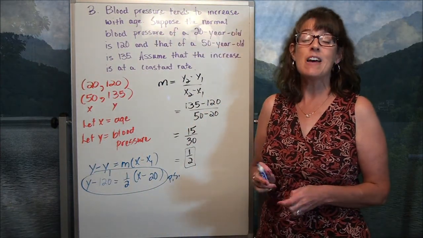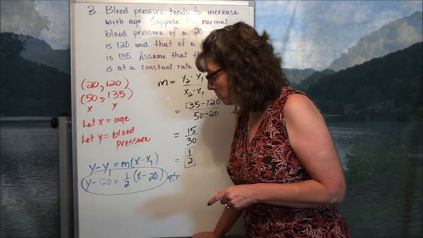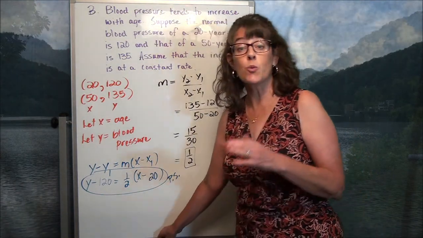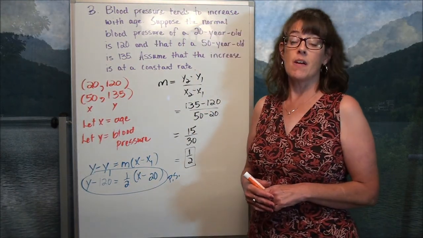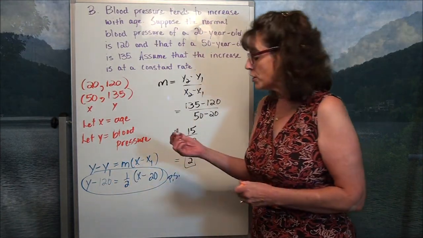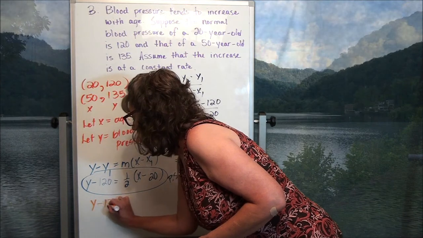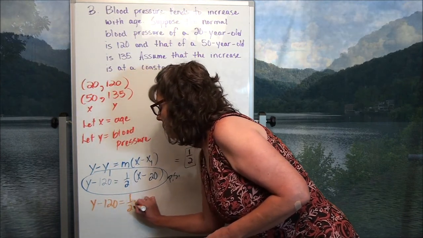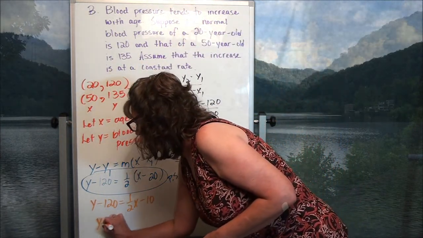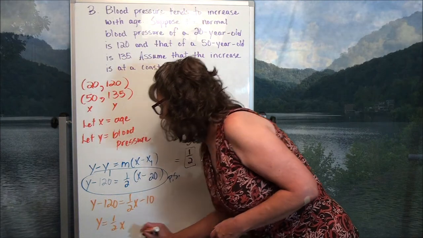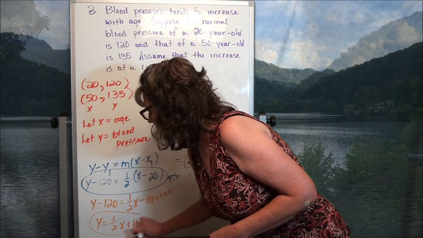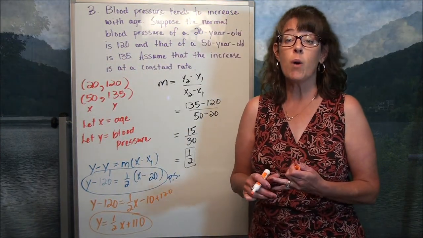Ta-da! There it is. But remember, we need to turn it into slope-intercept. So in order to do that, what we're going to do is get the y by itself, get rid of the parentheses. Now, like I said before, I could slide the 120 and then distribute, but I prefer to distribute first to keep me from making mistakes. So I'm going to distribute my 1/2 through, and 1/2 of 20 is 10. And now I'm going to add that 120 to both sides. And when I do, I get 1/2 x, and when I add 120 over here, I get 110. Ta-da! Parentheses gone, y by itself.